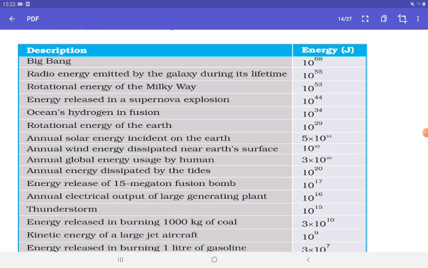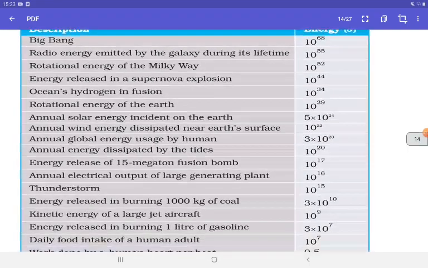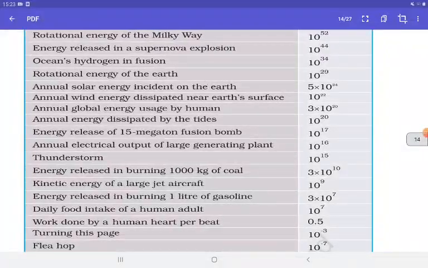Oceans, hydrogen in fusion, 10 raised to 34. Rotational energy of the Earth, 10 raised to 29. Annual solar energy incident on the Earth, 5 into 10 raised to 24. Annual wind energy dissipated near Earth's surface, 10 raised to 22. Annual global energy used by humans, 3 into 10 raised to 22. Annual energy dissipated by the tides, that is 10 raised to 20.